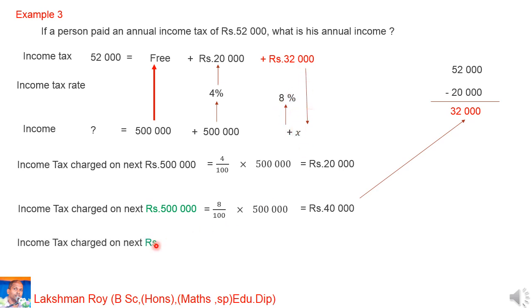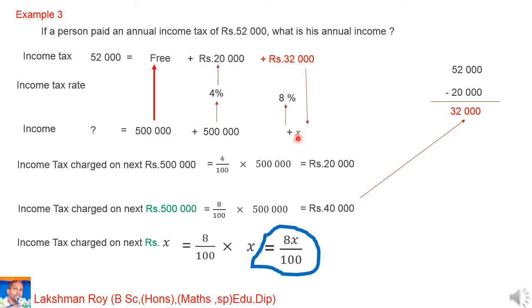Right, let's see, income tax charged on the next x rupees. Now we calculate by 8%. What is the amount? 8% means 8 over 100, that should multiply by x. So this amount you can simplify: 8 multiplied by x, that is 8x divided by 100. So this is the income tax he should pay for this x rupees amount, right?